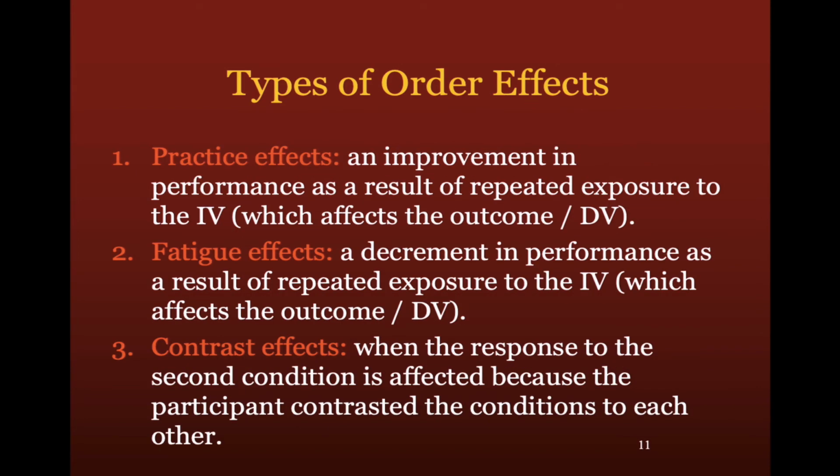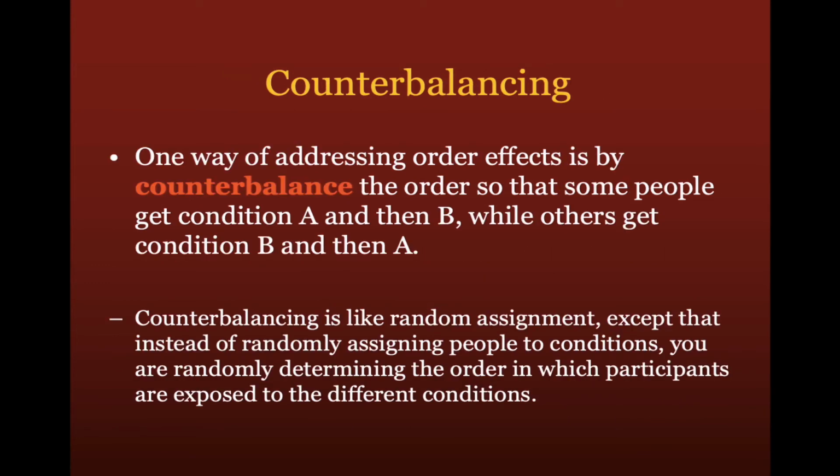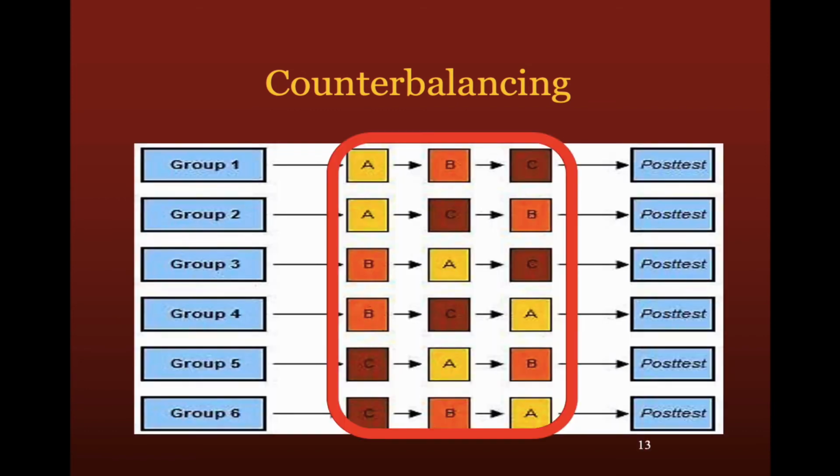And remember, we talked about different order effects. We have practice effects, fatigue effects, contrast effects. And again, one way to address any of these effects would be to use counterbalancing and then to make the intervals between the different levels longer. And again, counterbalance is when you're randomly assigning people to different orders in which they're exposed to the levels of the independent variable.